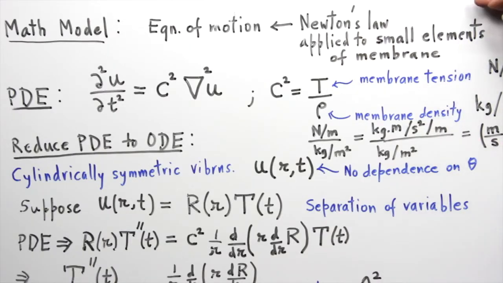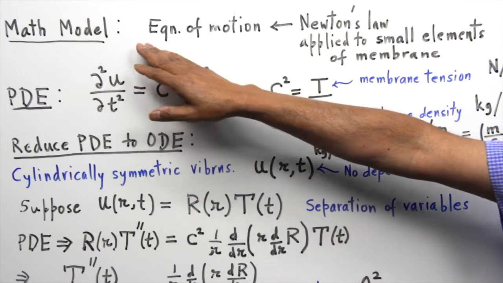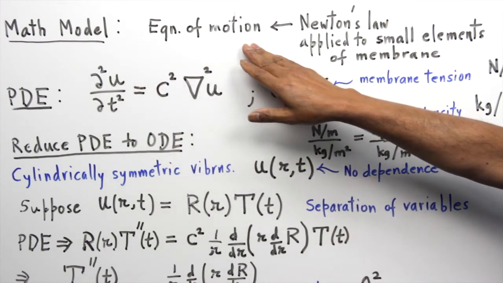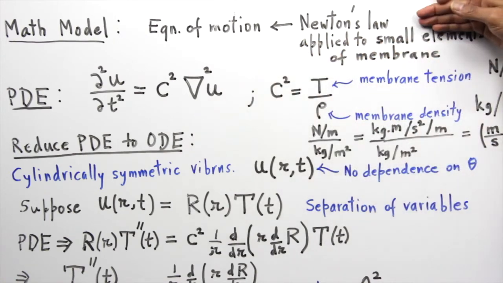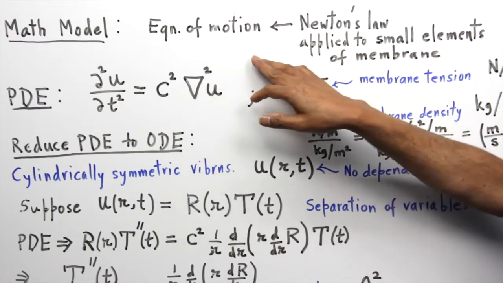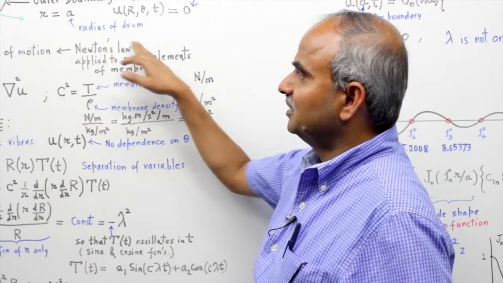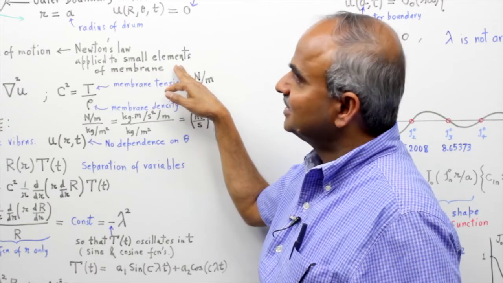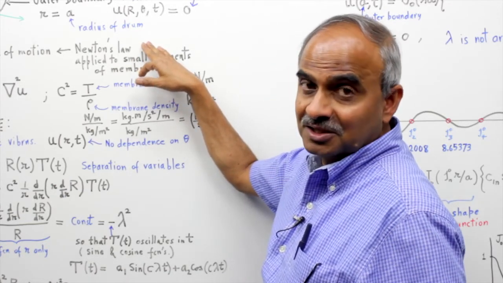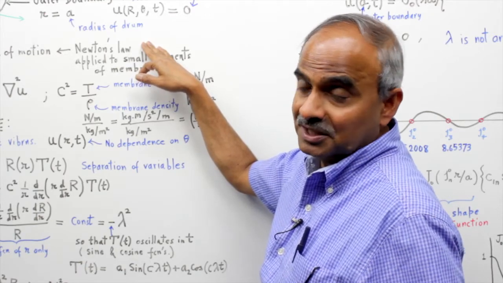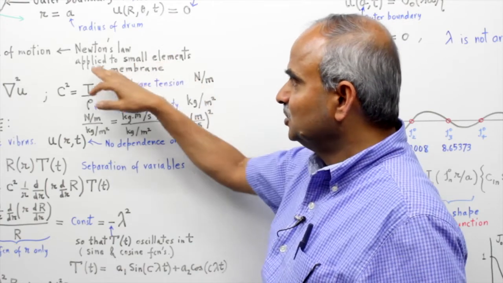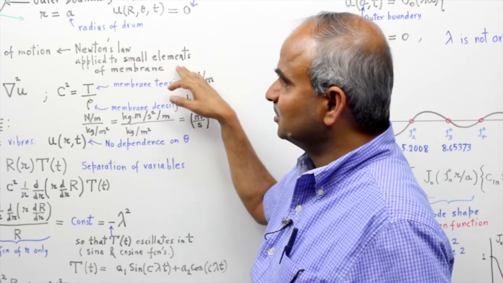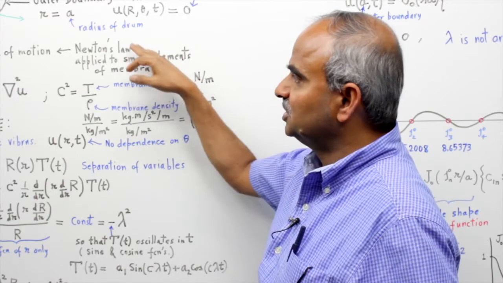So we start by formulating a mathematical model. This mathematical model is essentially the equations of motion for the drum. And what it is that we apply Newton's law to a small element. We isolate a little element at position r and theta, and we apply Newton's law. We say that the acceleration of that little piece of material which makes up that drum is due to the net forces that act on the drum.